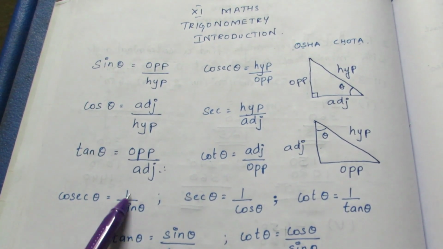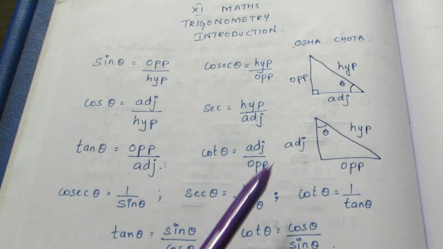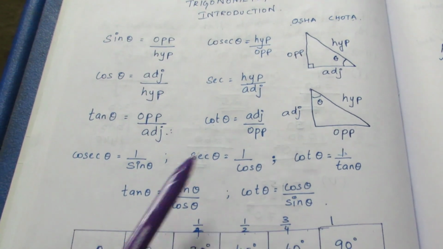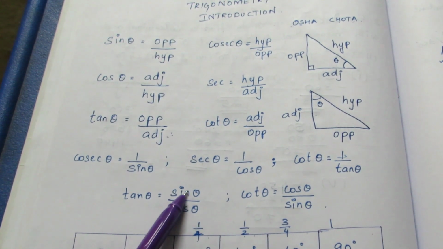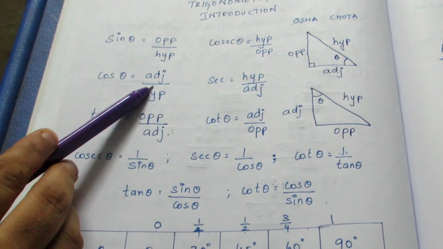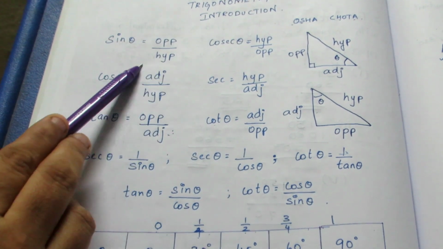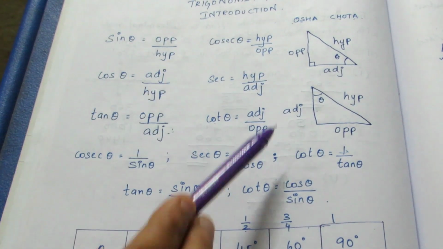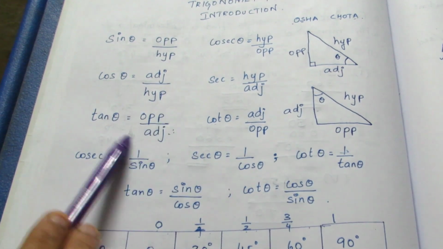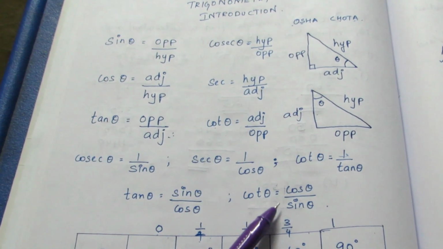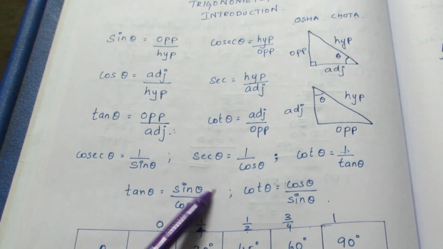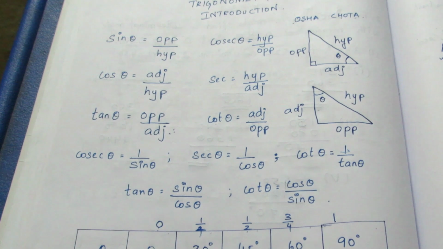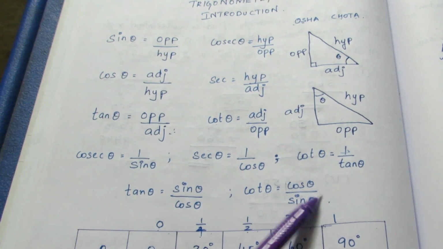So your cosecant will be 1 by sine, your secant will be 1 by cos, your cot will be 1 by tan. For tan, we can also write it as sine by cos. Then in this sine by cos, hypotenuse gets cancelled and it will be opposite by adjacent. That is the reason why tan is opposite by adjacent. The same way for cot, it is the reciprocal of tan, so it will be cos by sine.